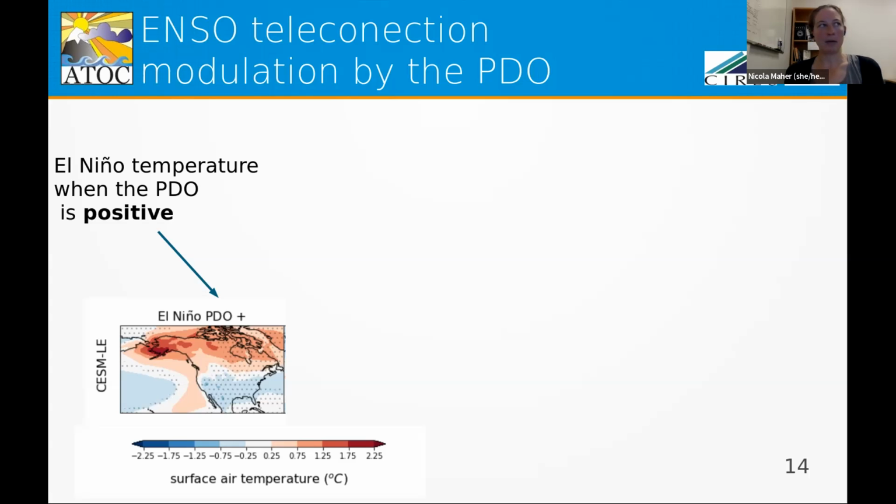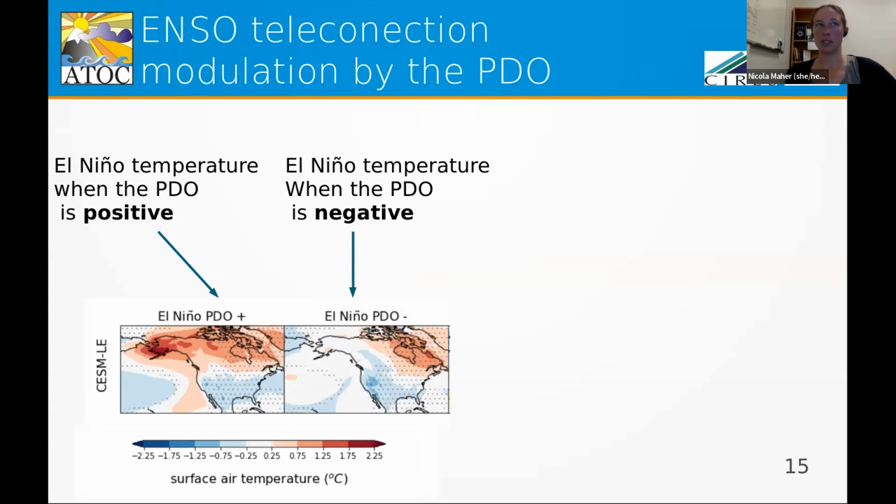So this first panel shows El Nino temperature teleconnections over North America when the PDO is positive. We can then add El Nino temperature teleconnections when the PDO is negative. And I'll note here that the stippling shows when it's not statistically significantly different. So those two panels are significantly different when there's no stippling. And you can see here that we have warmer temperature teleconnections over Canada and Alaska when the PDO is positive as compared to when it's negative.